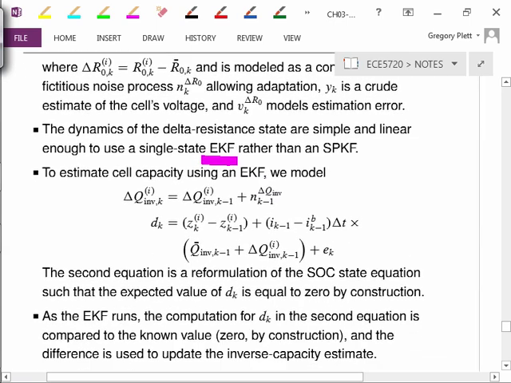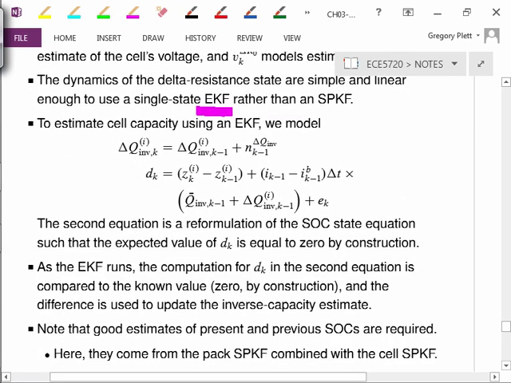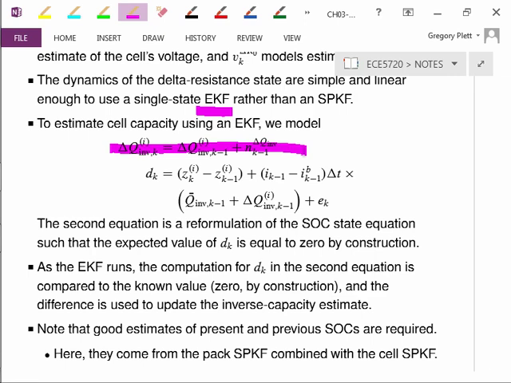If we want to estimate the capacity, we could use an EKF for this also and come up with a state equation for delta Q inverse for this particular cell, equal to the previous delta Q inverse plus some fictitious noise. The trick is to come up with an output equation that makes sense, because capacity just doesn't figure in the output equation. So what we do is we use a difference between two prior state equations in order to do this.